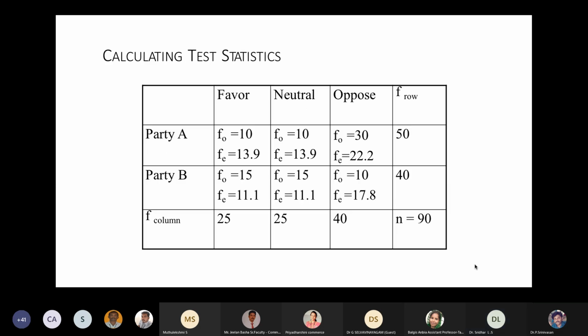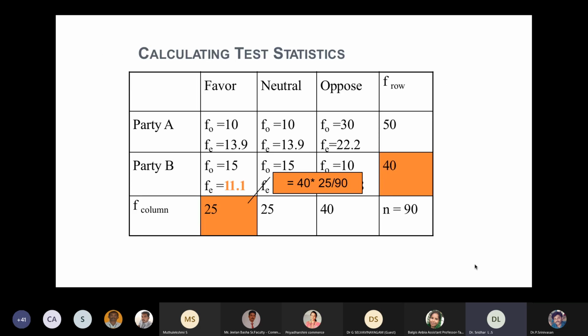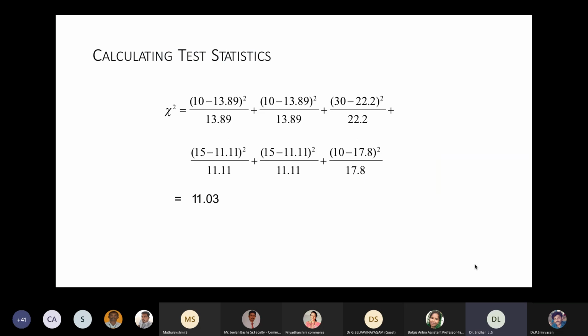You found this: how much is the expected frequency. O refers to the observed and E is the expected, which is 13.9. Each cell you have to identify. Supposed to be 10 in the favor row in the party A column, but the expected frequency is 13.9, while we have observed that.